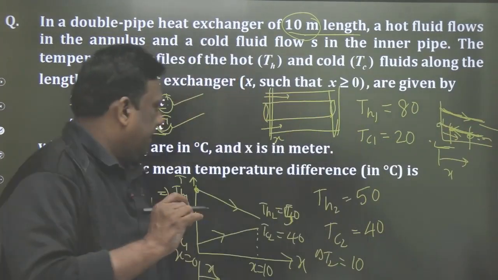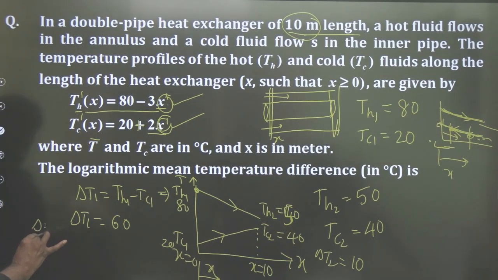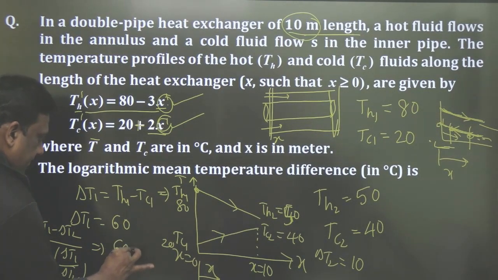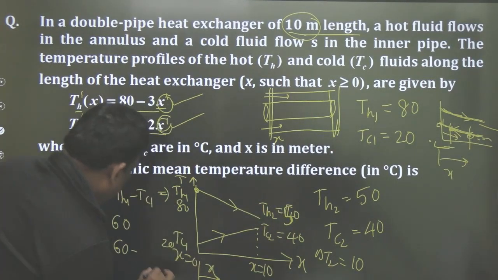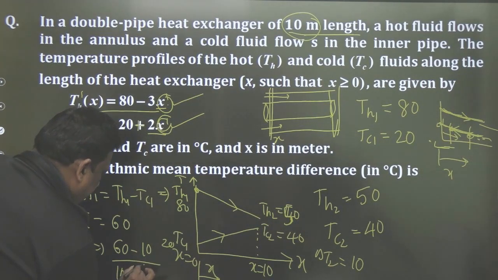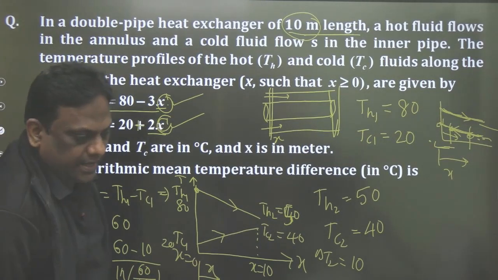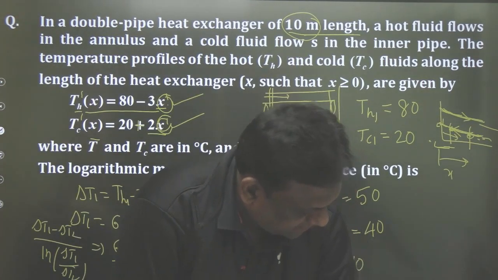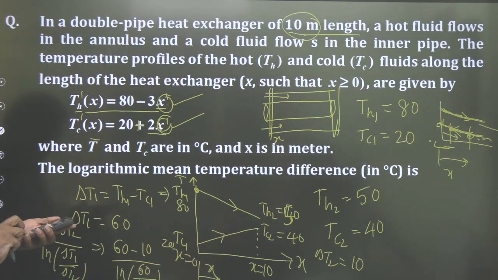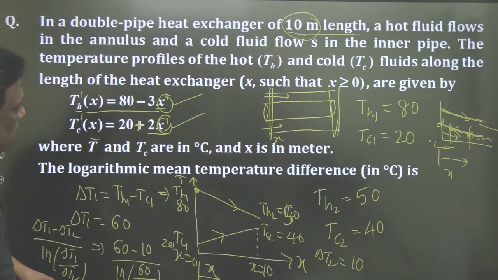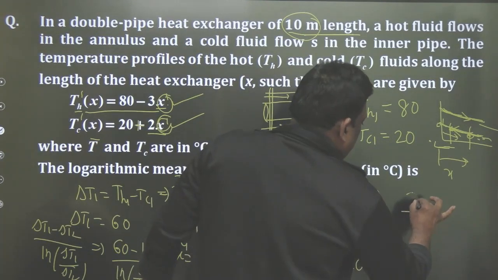Now, LMTD is very easy. The logarithmic mean temperature difference is (delta T1 minus delta T2) divided by ln of (delta T1 by delta T2). Delta T1 is 60, delta T2 is 10, so it is 50 divided by ln of 6. Let me check once. 27.9 is the answer. So the answer is 27.9 degrees centigrade.